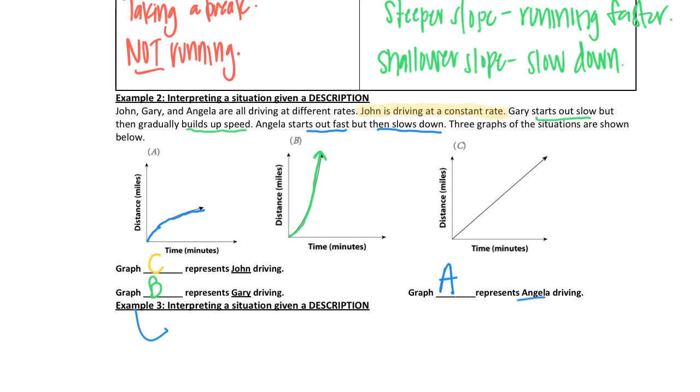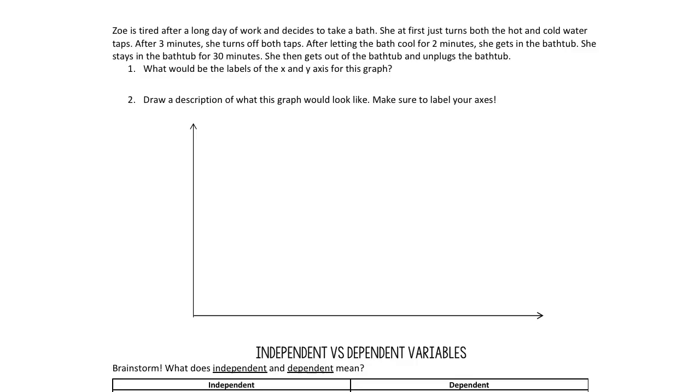This example 3 is actually on the back, so we'll continue on there. In this final example on graphing relationships, we're going to actually create a graph on our own. So we're going to work on labeling the x and y axes and putting in the appropriate slope changes on the graph. So let's read this example.